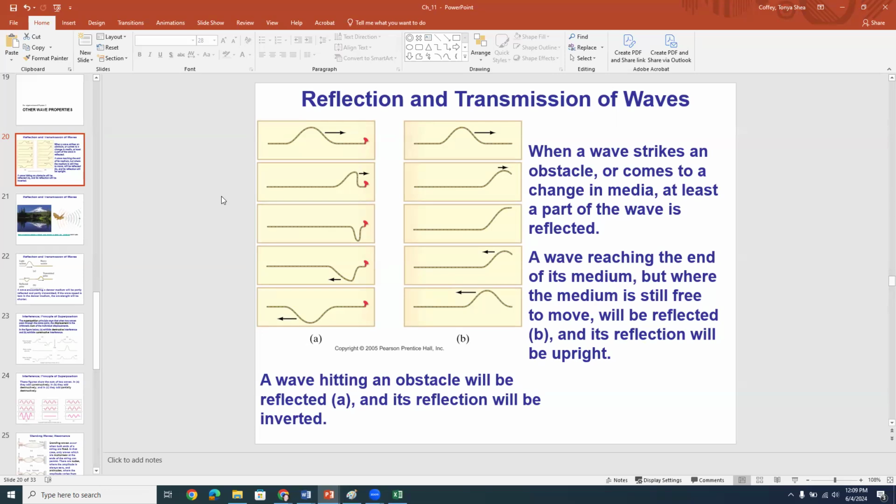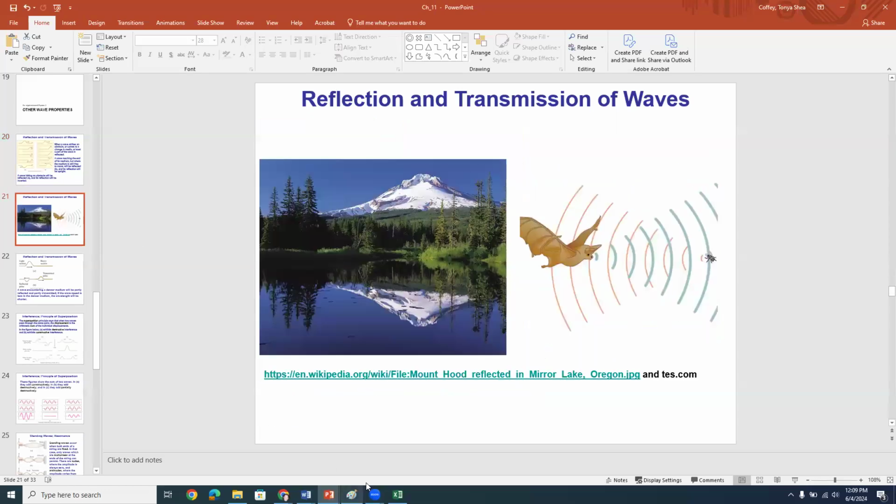But if you have a wave hitting an obstacle that doesn't move, then its reflection will be inverted. And that's shown here on the left in column A. Now, this is an example for waves on a string, and this is a common demo that's done in physics classes. But it's worth noting that other types of waves, including light and sound, also reflect and transmit through barriers.